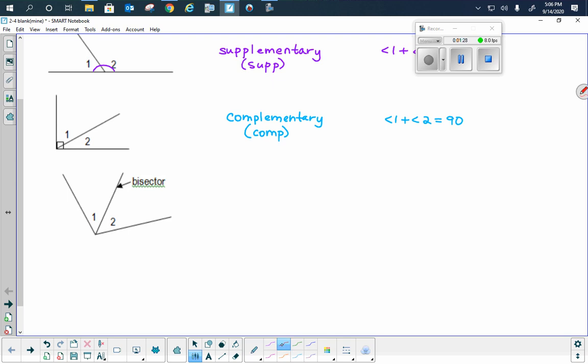All right, this third one, if we've got a bisector, remember bisect should mean, so our relationship is bisect, and that should mean cut into 2 equal parts. And hopefully that gives it away. If they're 2 equal parts, then you're telling me that angle 1 equals angle 2.